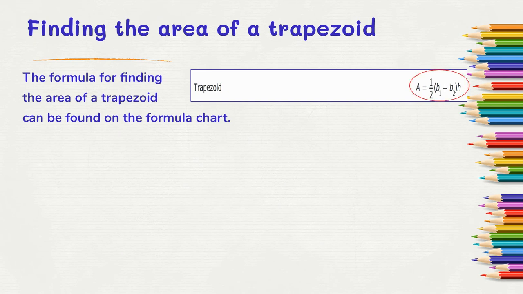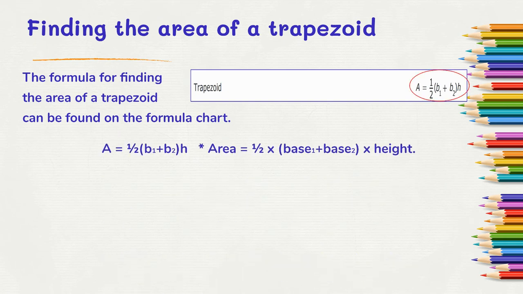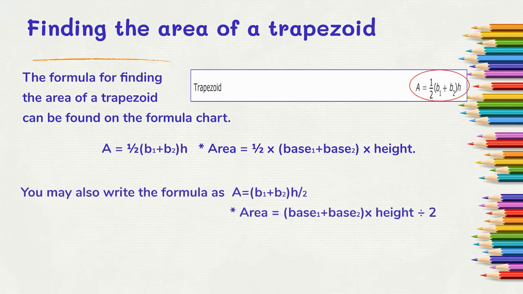All right, so let's look at breaking down that formula. So you have A equals 1/2, then parentheses, B1 plus B2, and H, which basically means the area is going to be equal to 1/2 times base 1 plus base 2 times the height. And when we remember our order of operations, the first thing you would look at is those parentheses where we have base 1 plus base 2. So we would be adding those bases first.